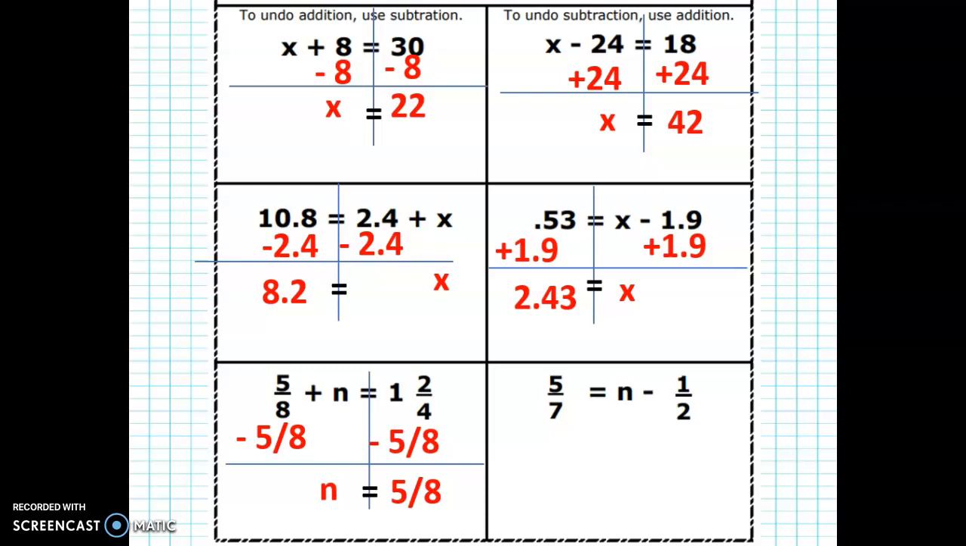Our last example, 5/7 equals n minus 1/2. Since we're subtracting 1/2, we're going to add 1/2 to both sides of the equation. This leaves us with n equals 1 and 3/14.